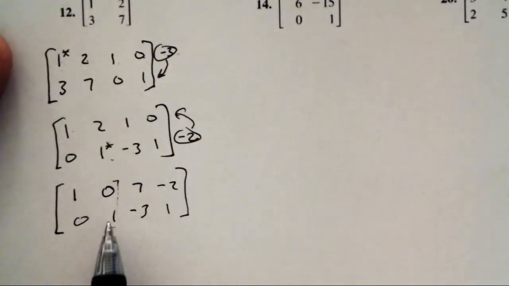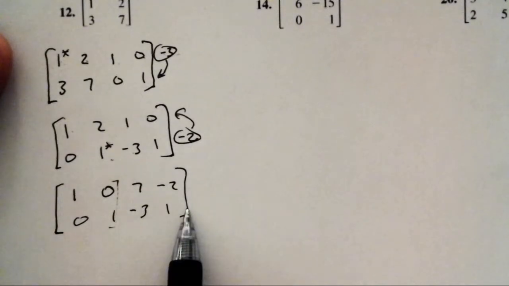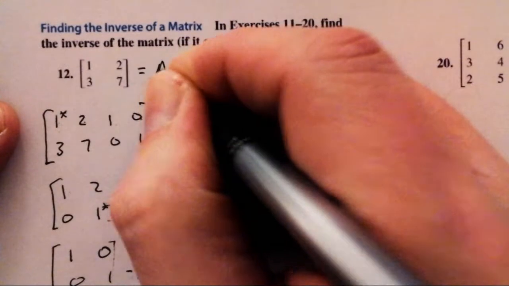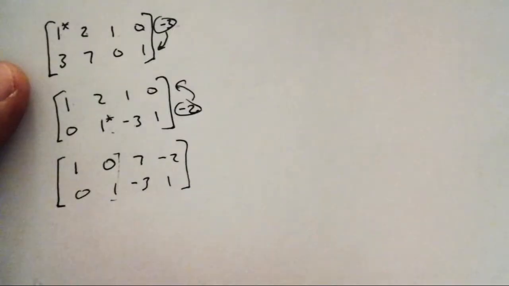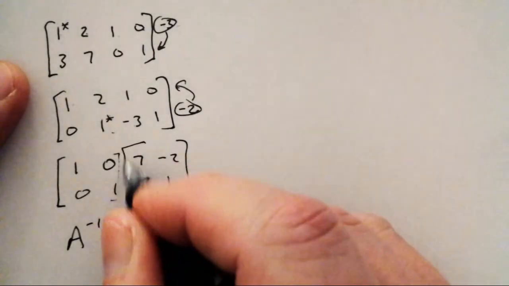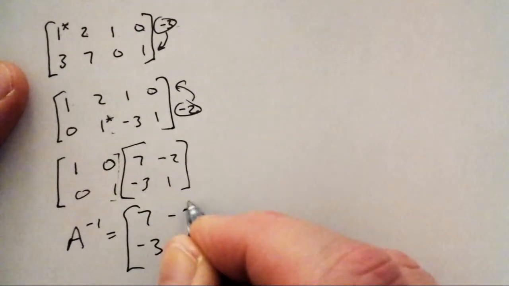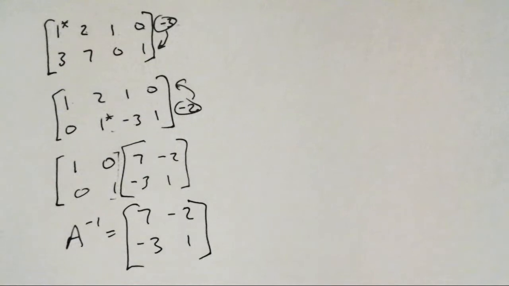If, let's say, this was 6 here, I'd divide this row by 6, just like our normal Gauss-Jordan. So if we refer to this matrix as A, its inverse is 7, negative 2, negative 3, 1. Okay? So that's the process.